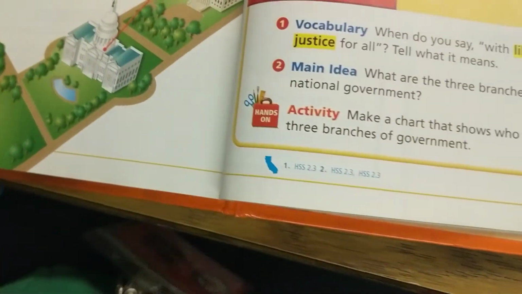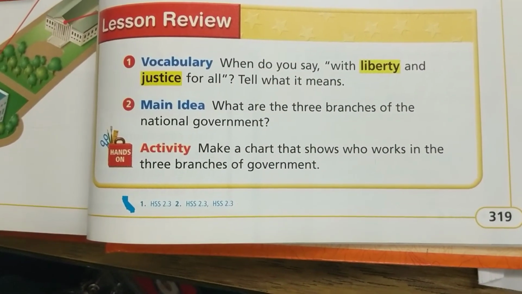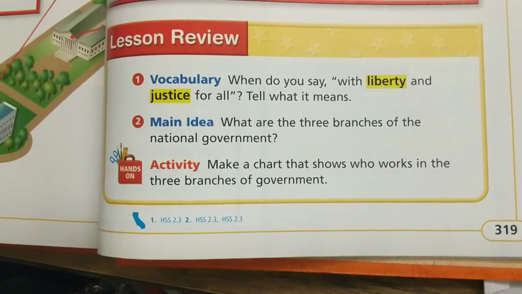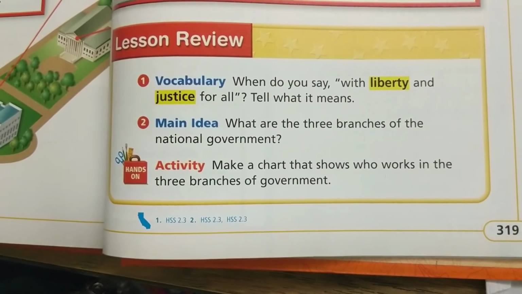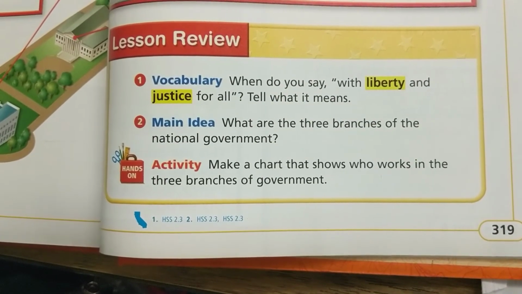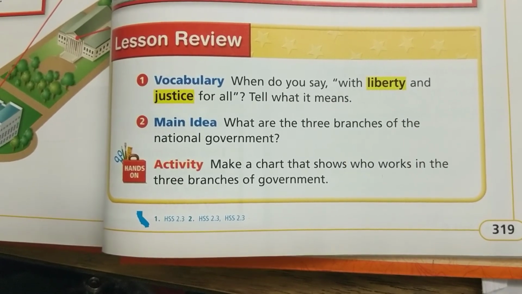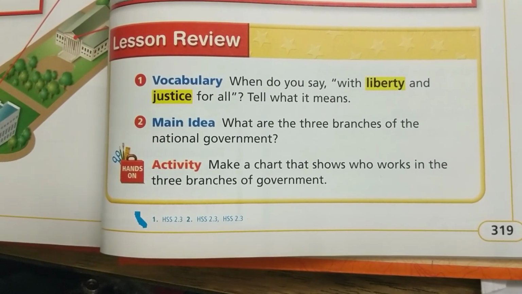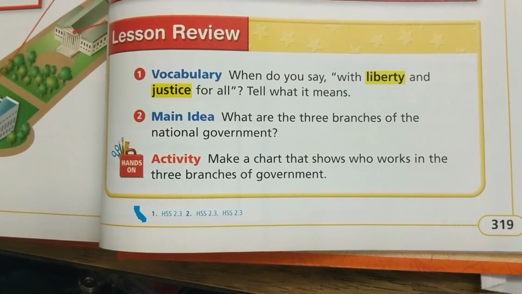Okay, and let's answer the questions down below. When do you say with liberty and justice for all? Tell what it means. What are the 3 branches of national government? Make a chart that shows who works in the 3 branches of government. So that's going to be your assignment today. Just on a piece of paper, I want you to draw it out. Make a chart for me that shows the 3 branches of government and who works in each branch. Upload a picture of it to me to make sure you were following along and listening to this lesson.